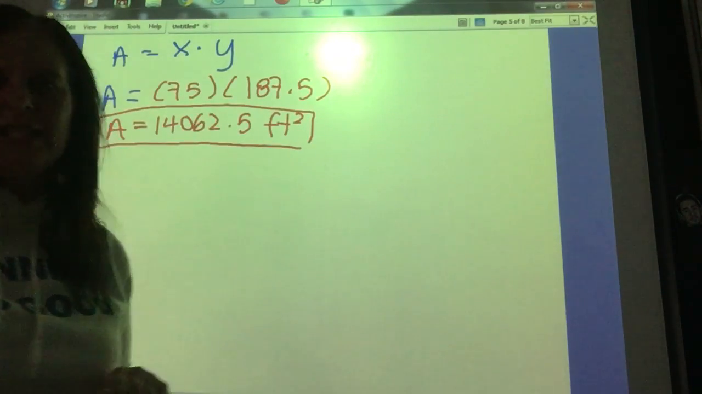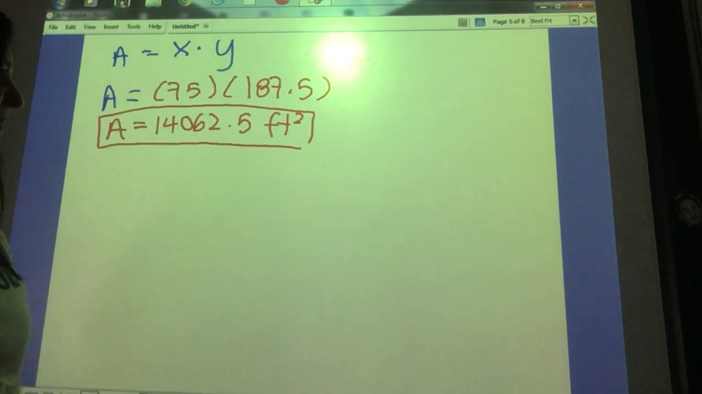So make sure you have the correct units. Okay, like I said, I think a little bit easier than the related rates. One last one.